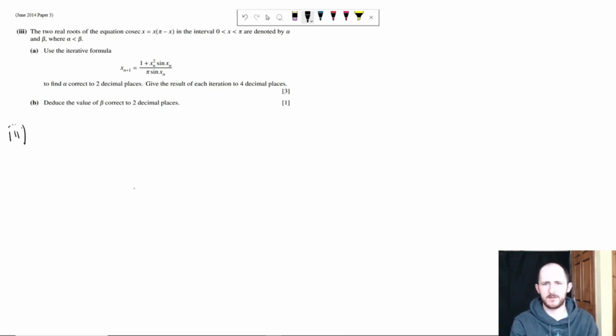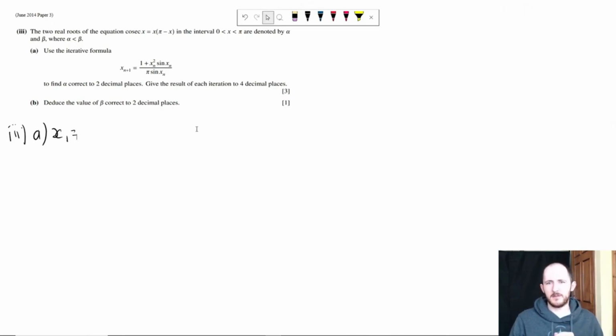And it says use the iterative formula to find alpha correct to 2 decimal places. Give the result of each iteration to 4 decimal places. Okay, so if you notice, I need to pick a value myself. Okay, so I don't know what my kind of x0 or x1 is, right?